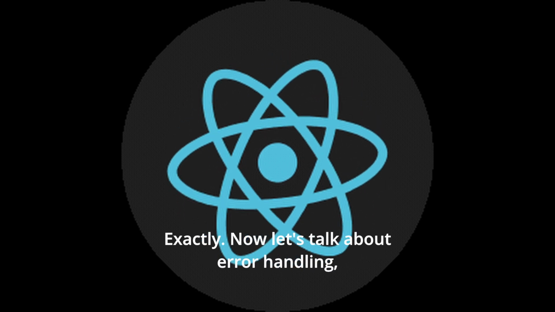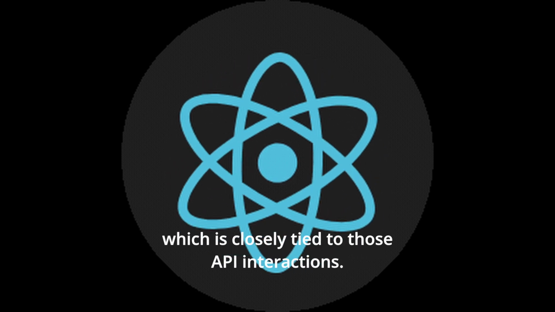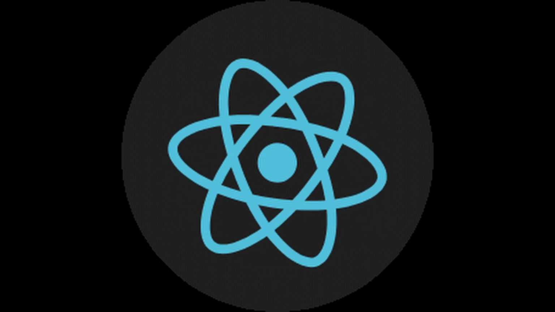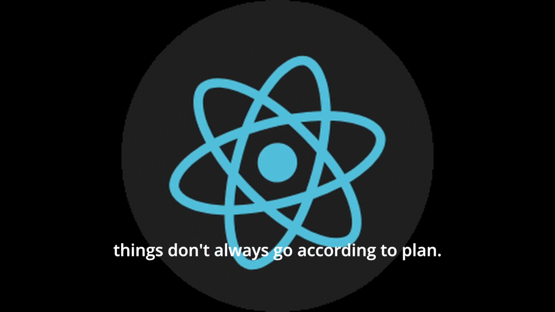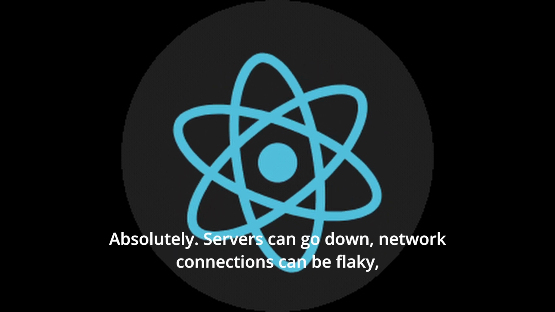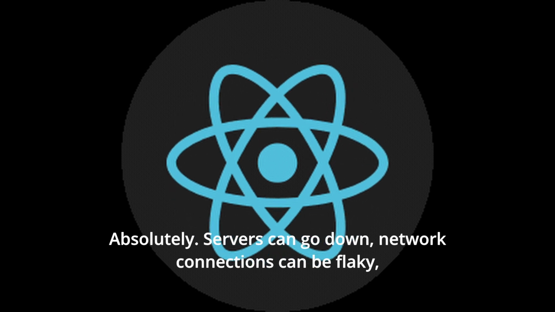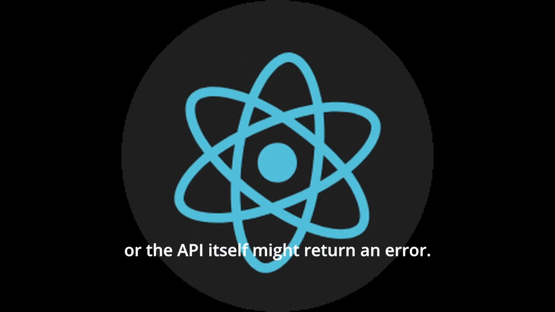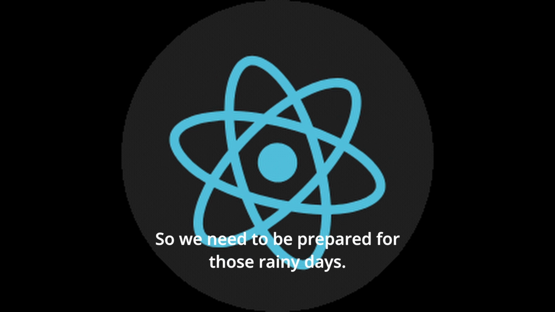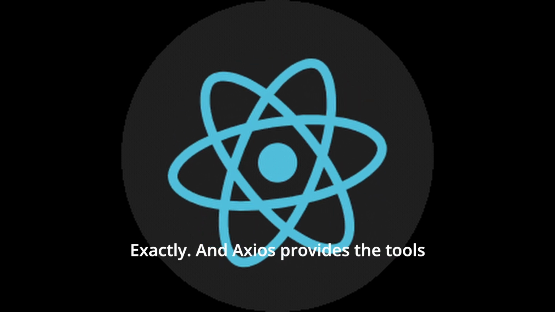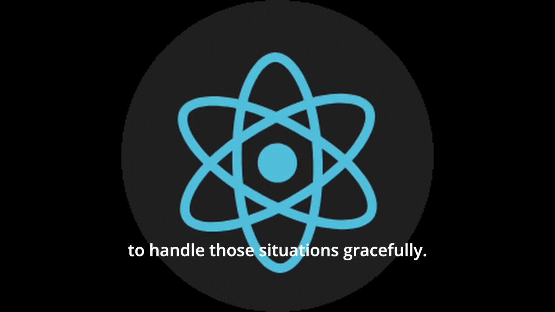Exactly. Now let's talk about error handling, which is closely tied to those API interactions. Right, because in the real world, things don't always go according to plan. Absolutely. Servers can go down, network connections can be flaky, or the API itself might return an error. So we need to be prepared for those rainy days. Exactly. And Axios provides the tools to handle those situations gracefully.